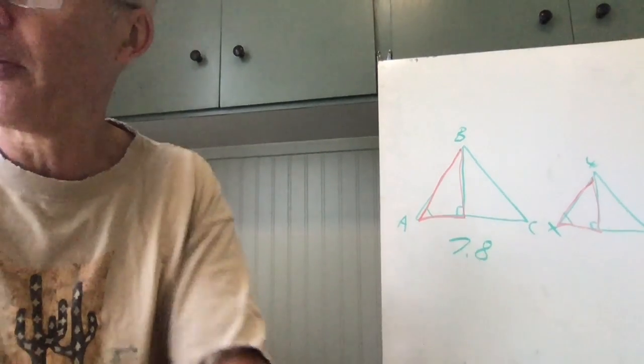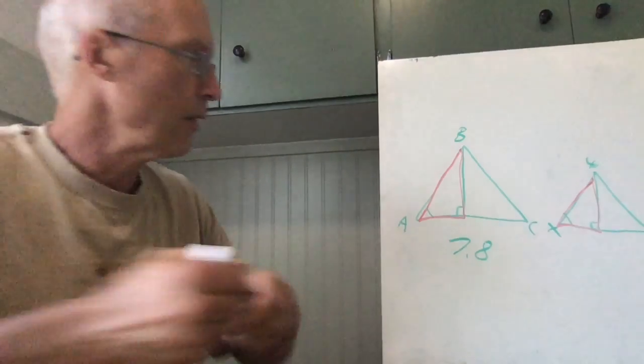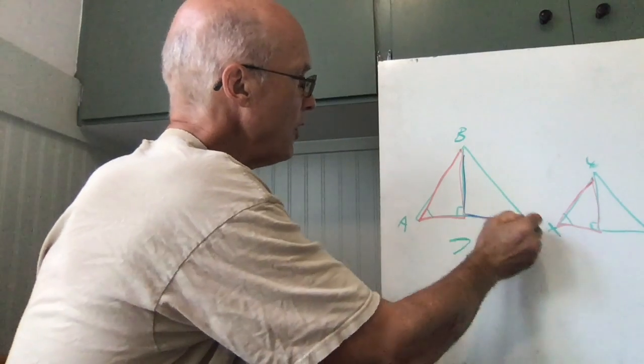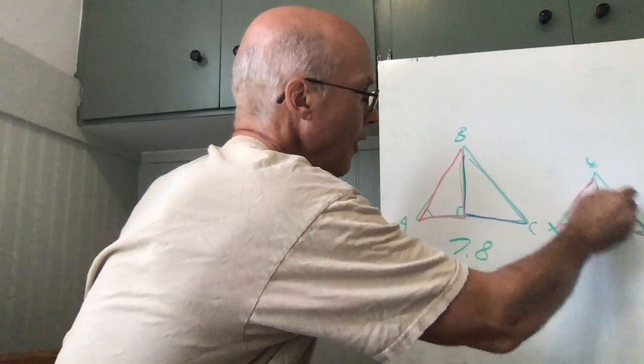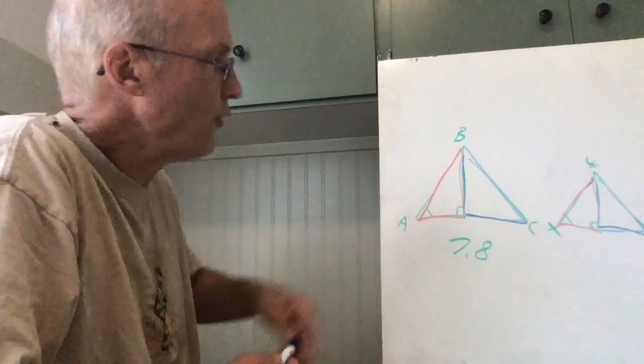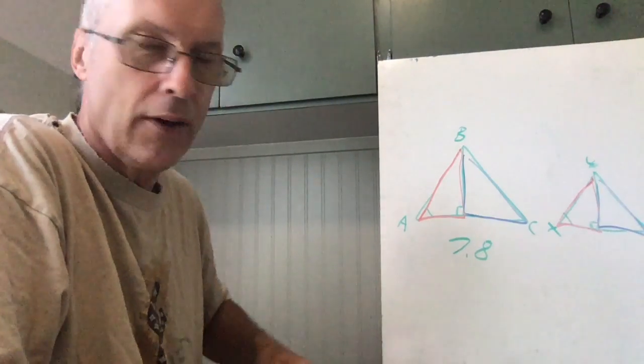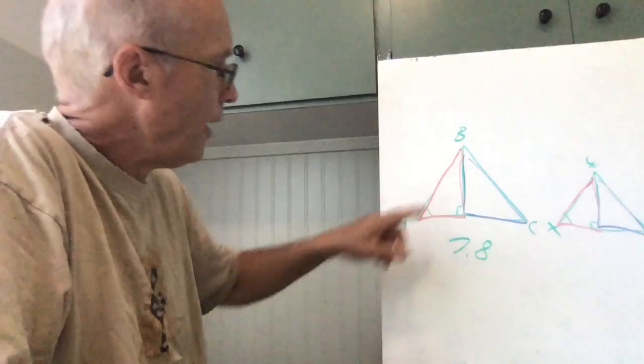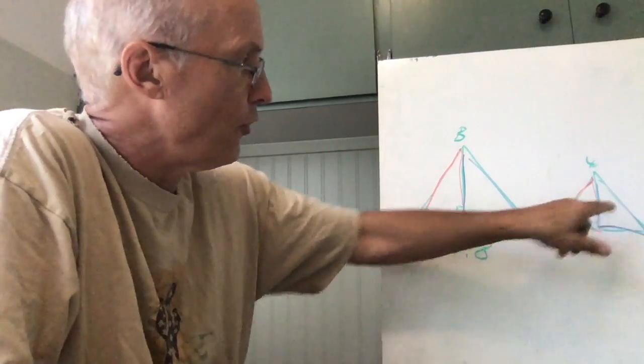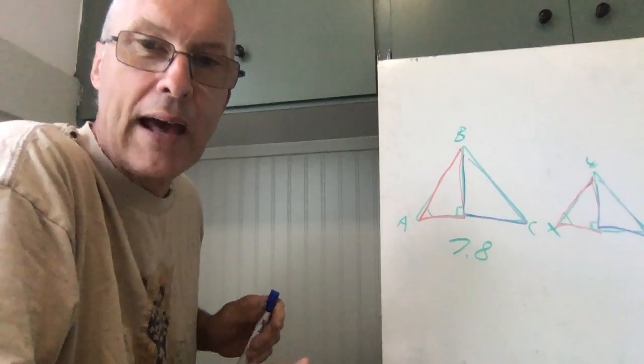Let's see, do I have another color pen? We could do the same reasoning for that half and that half. And so we could prove that that's proportionate to that. Okay? And you could, likewise, prove that the 2 altitudes are proportionate. Okay, that's 7.8.